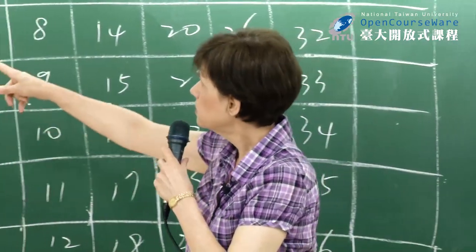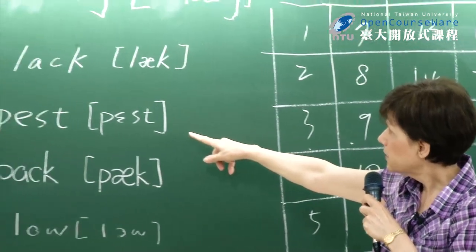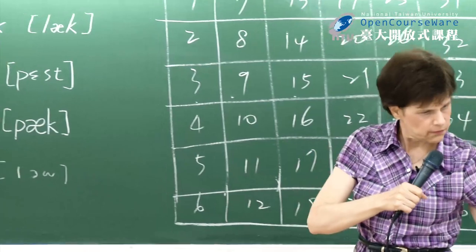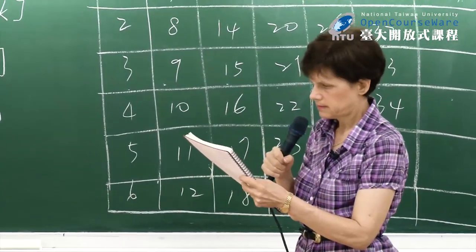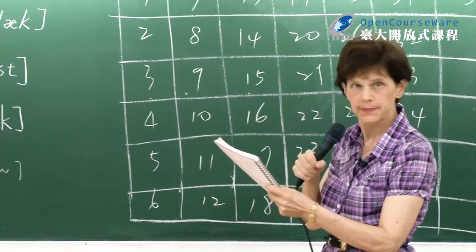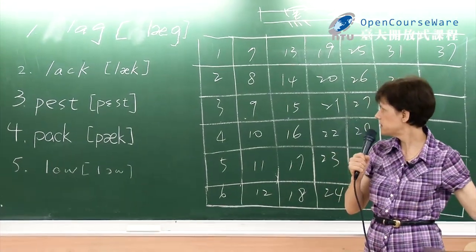Okay, number 2, lack. Is it correct? Yes, good. 3, pest, correct? Yes, it is, good. Number 4 is what? Pack, is that correct? Yeah. And 5, low, the spelling is correct. How about the IPA?